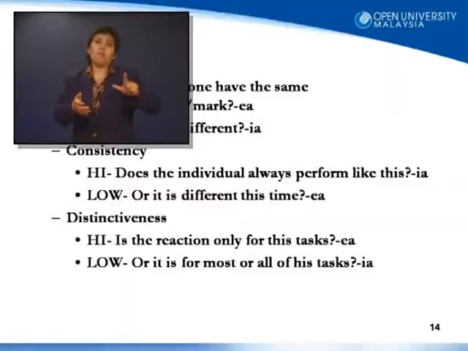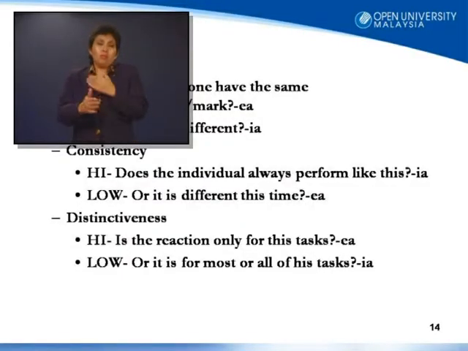Now, when we say there's a low consensus, it means that it's different. It's only you who did that. So in that case, we call it the internal attribution, meaning it's because of your own behavior that resulted in you handing out the assignment late.